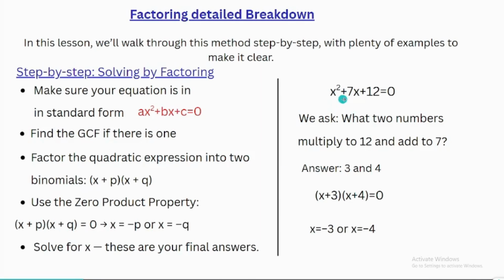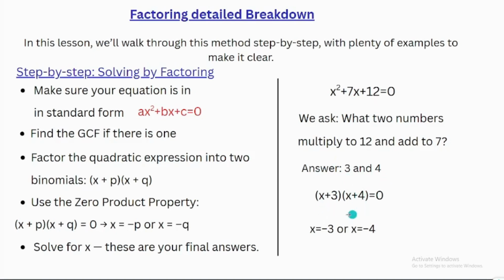This is an example: x squared plus 7x plus 12 equals 0. We will find two numbers whose product is 12 and whose sum is 7. We will search for two numbers. Their multiplication is 12 and their addition is 7. The two numbers are 3 and 4.